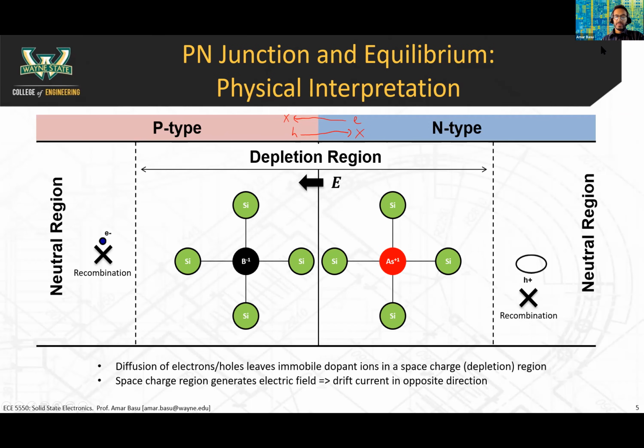So what's interesting is that this electric field is created, and now we have to think about drift current. Diffusion currents are caused by a concentration gradient. We've established that there's diffusion, but because of the diffusion, it left behind the depletion region, which has an electric field, and this electric field now creates drift current.